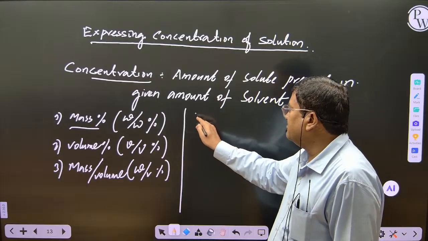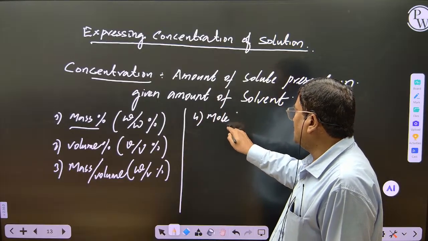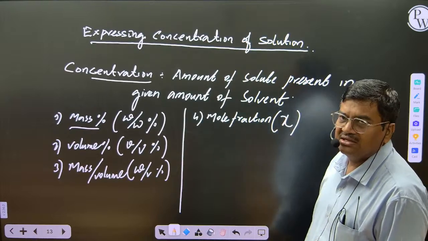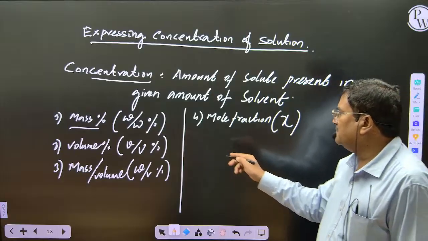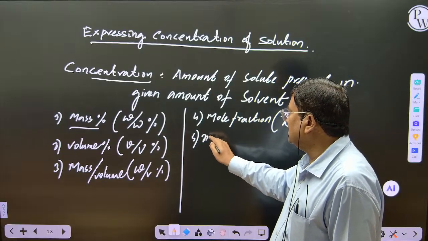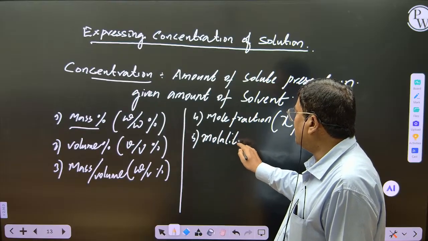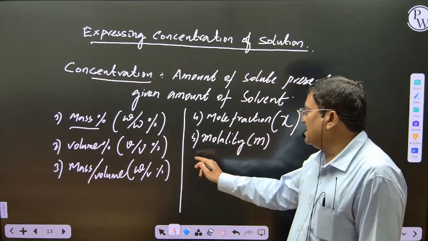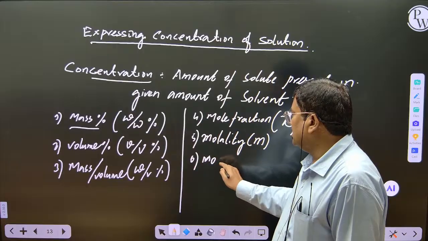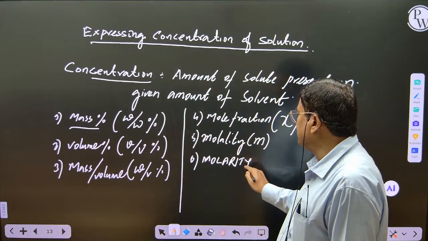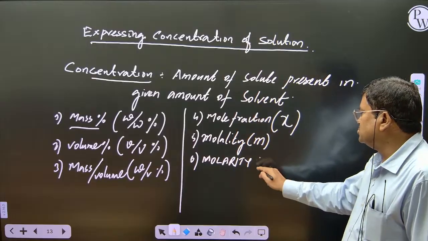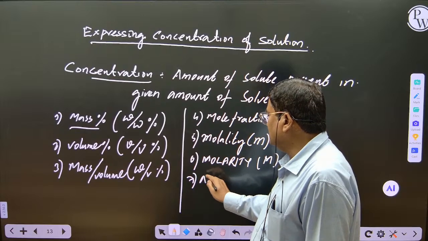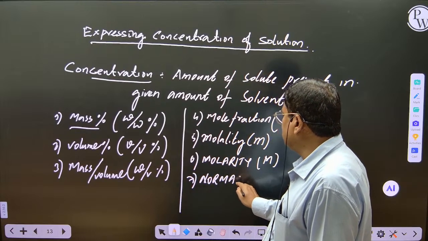And the fourth one we have is mole fraction. Mole fraction is shown by the symbol chi. Mole fraction is important. And the fifth one we have is molality. You know molality is shown by the symbol of what? Small m. This is molality. And the sixth one we have is molarity. We will see the difference between molality and molarity. This is shown by the symbol of capital M. And the last but one, normality. Normality is shown by the symbol of capital N.